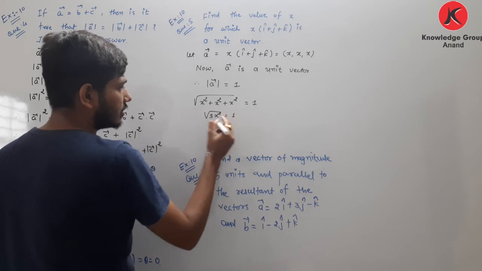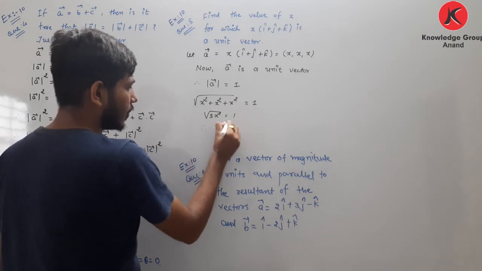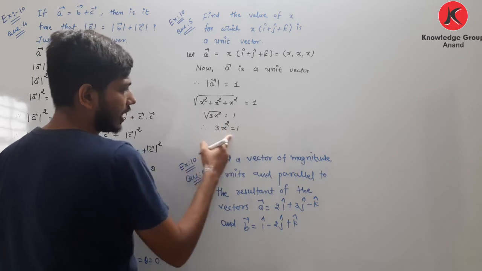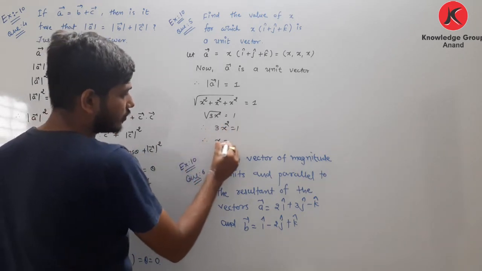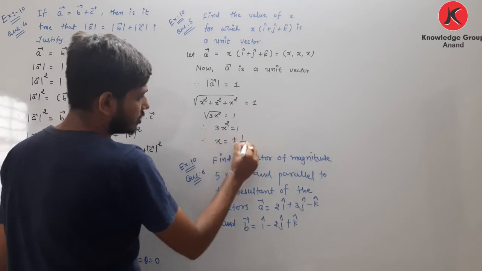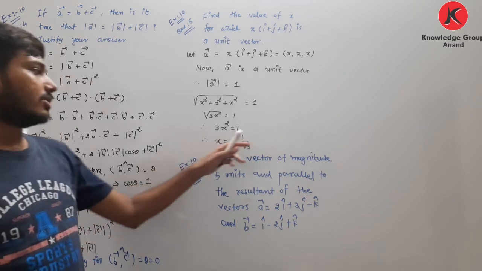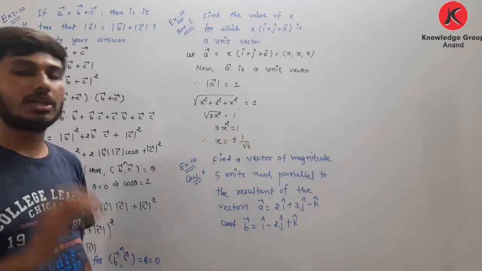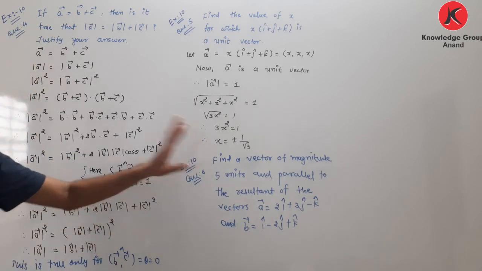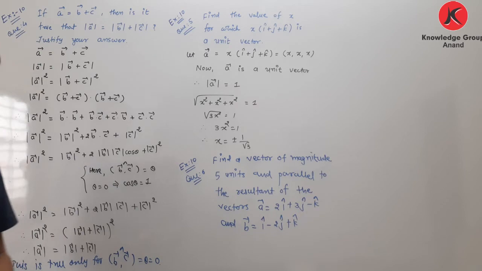Now take the square on both sides. We get 3x square equals 1. Therefore x square equals 1 by 3. Therefore x will be plus or minus 1 by root 3. The 3 on the left side goes to the denominator, so x square equals 1 by 3. Therefore we will get x equals plus or minus 1 by root 3.